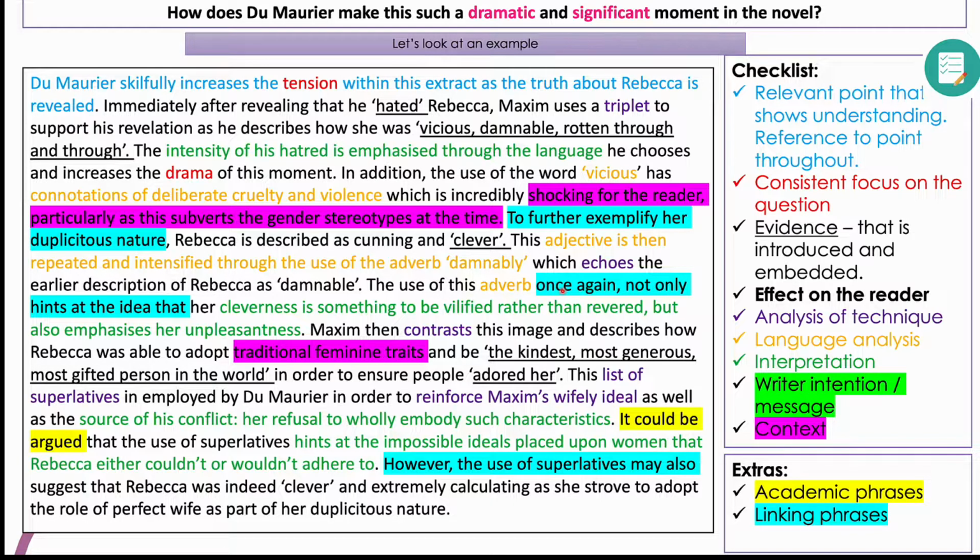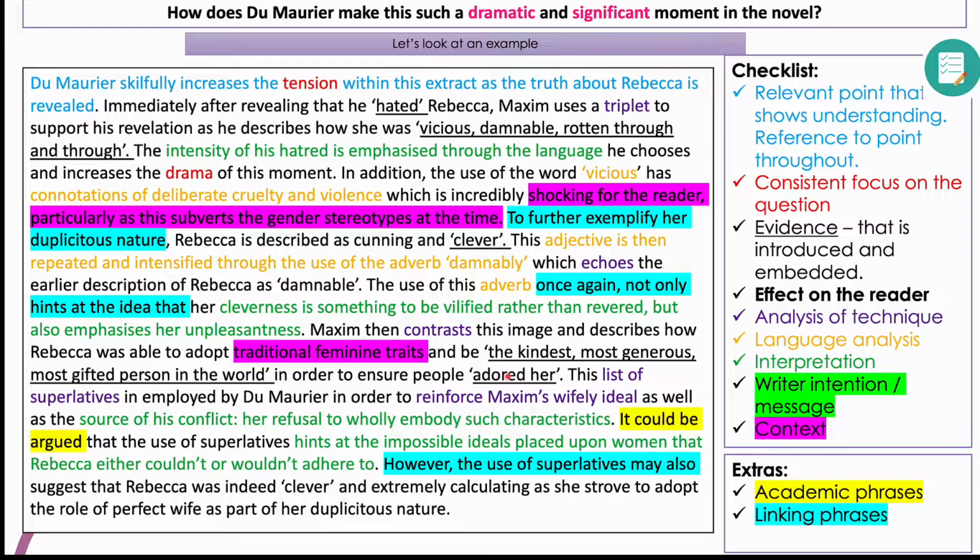Maxim then contrasts this image, so I've got this technique, there is a contrast here, and describes how Rebecca was able to adopt traditional feminine traits, so I've got my reference to context, and be the kindest, most generous, most gifted person in the world in order to ensure people adored her. So again, look at how I've got my evidence in there, but I've only taken the bits that I need. So this is from a separate part. I don't need to have so much in there.